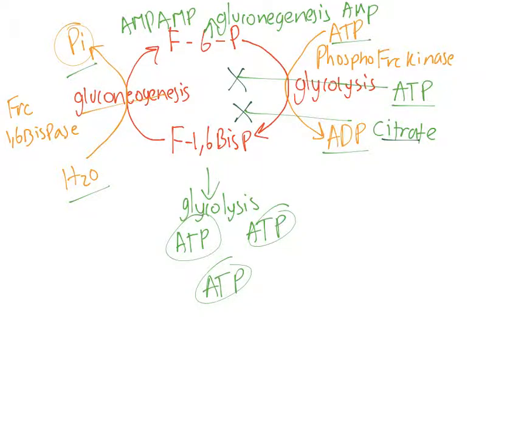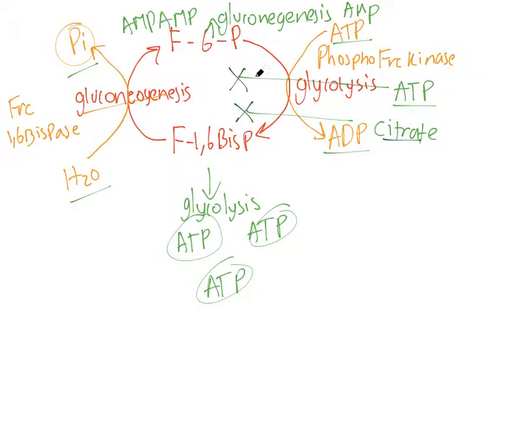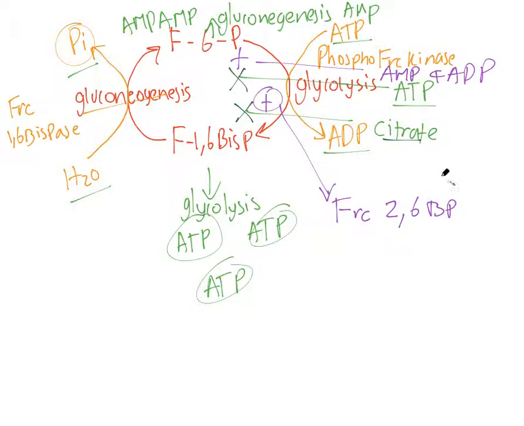And what are some activators? Well, some activators, and I'll put those in purple, are going to be AMP and ADP, because that means that energy is low. And another activator is going to be this special product called fructose 2,6-bisphosphate. And we're going to talk about this in the next slide. So here, let's talk about fructose 2,6-bisphosphate.